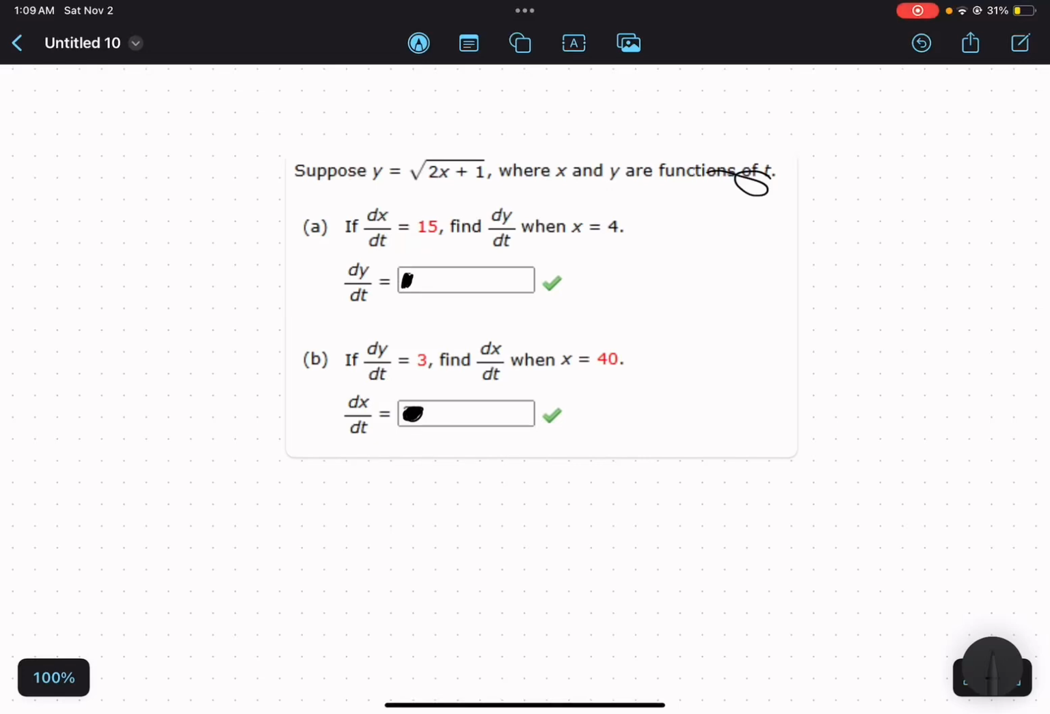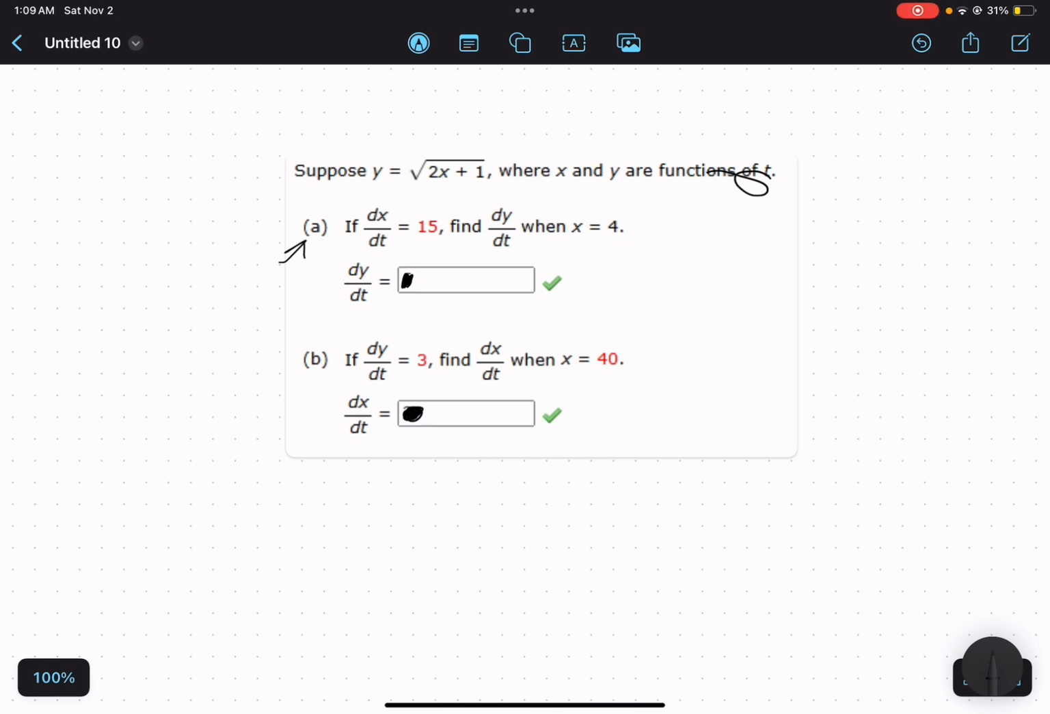y is the square root of 2x plus 1, where x and y are functions of t. On part A, it wants us to evaluate dy over dt when dx over dt equals 15, and to find dy over dt when x equals 4.